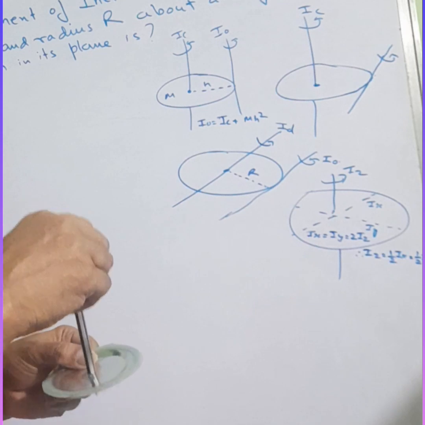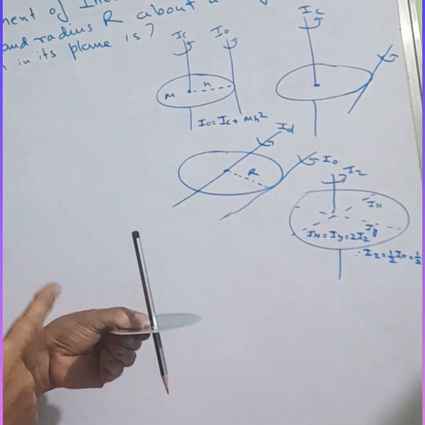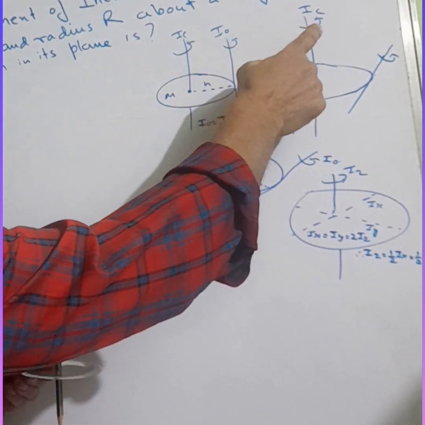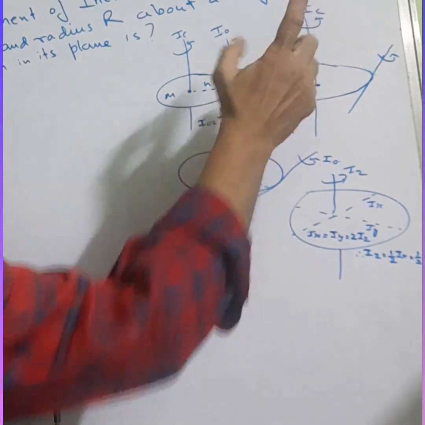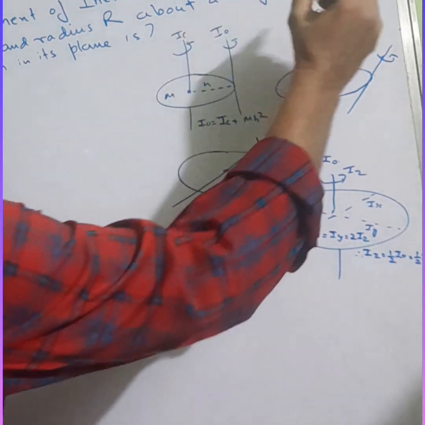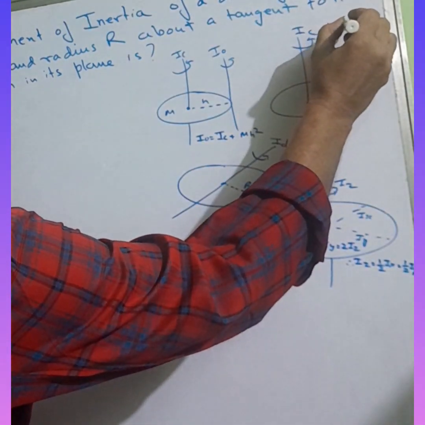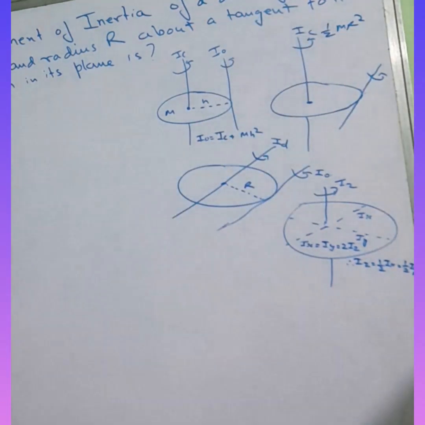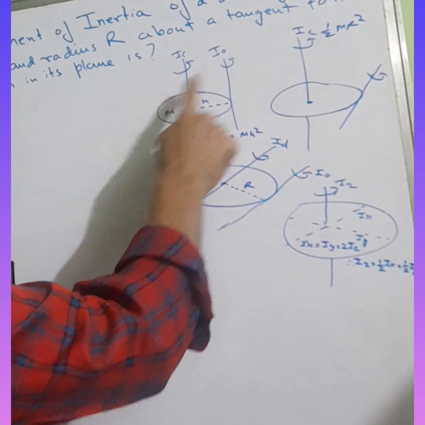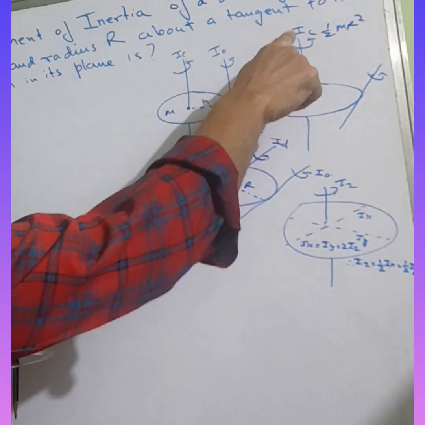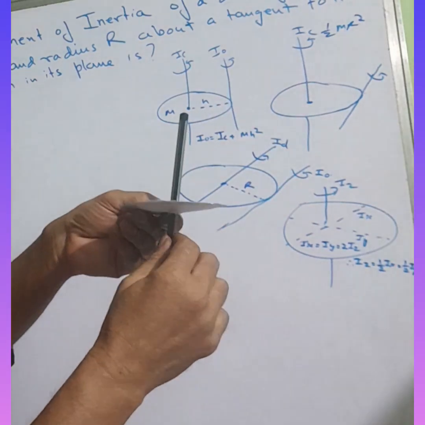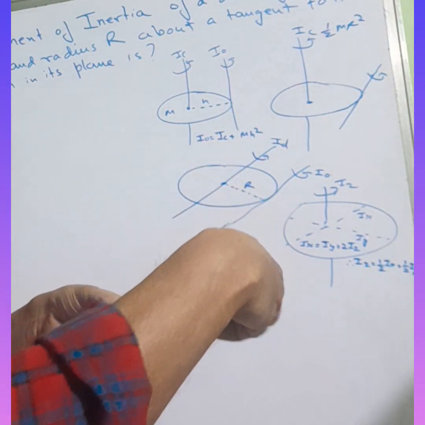Okay. So in this numerical, what do we have got to do? We are starting from here. We know IC for a disk is half mr square. That we know. Now we cannot directly jump here. We cannot go to the parallel axis. So we have got to make this parallel to this.